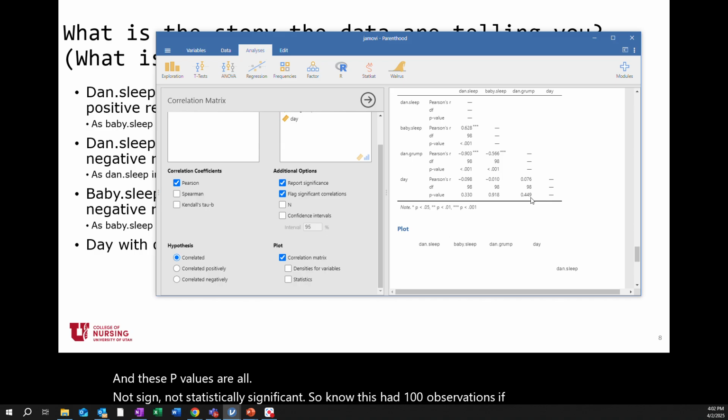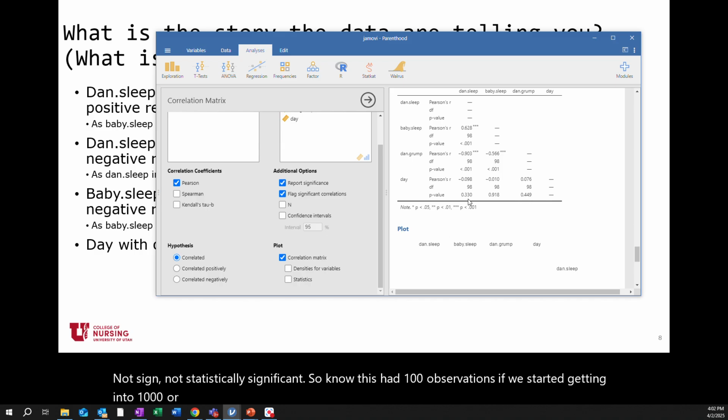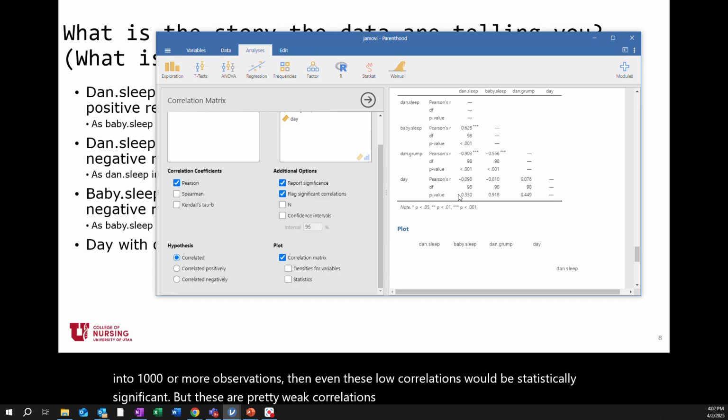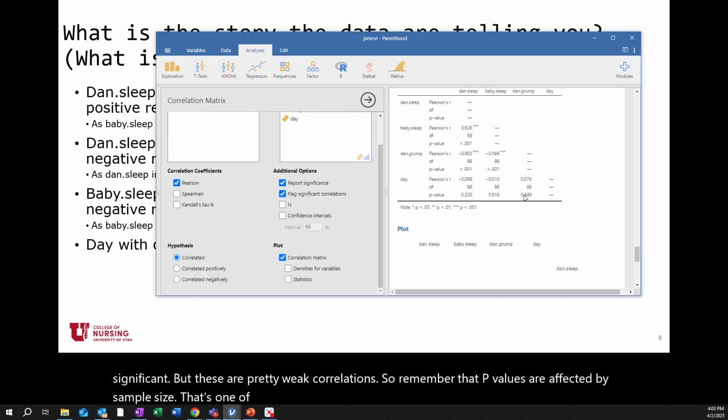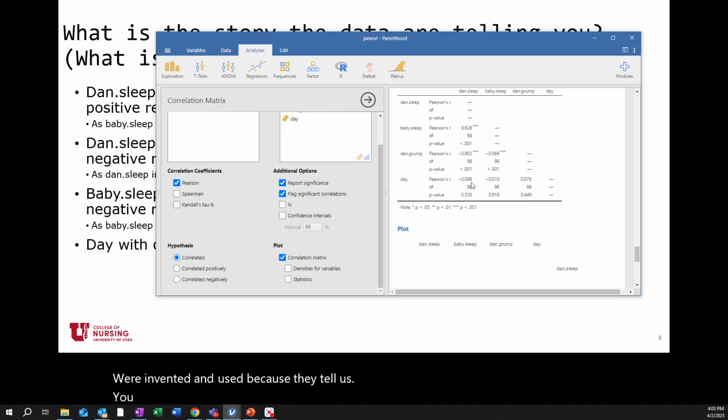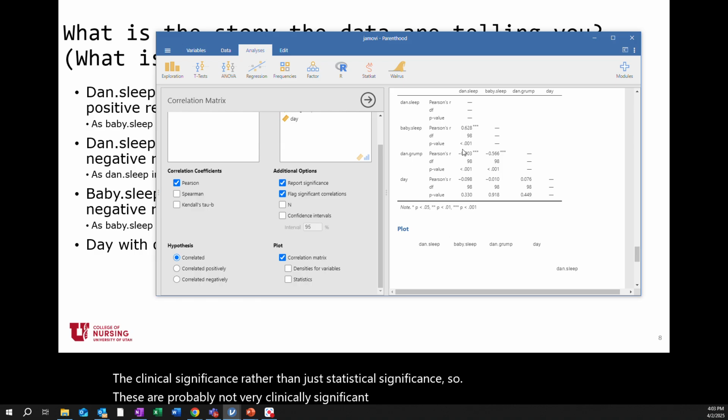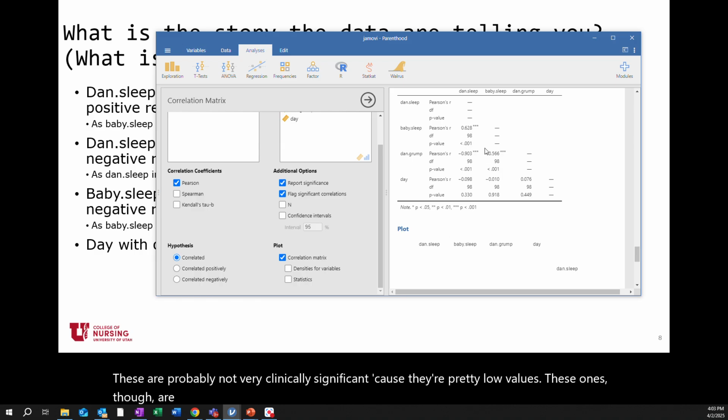If we started getting into 1,000 or more observations, then even these low correlations would be statistically significant. But these are pretty weak correlations. So, remember that p-values are affected by sample size. That's one of the challenges of p-values, and that's why effect sizes were invented and used, because they tell us the clinical significance rather than just the statistical significance. So, yeah, these are probably not very clinically significant because they're pretty low values. These ones, though, are pretty clinically significant.